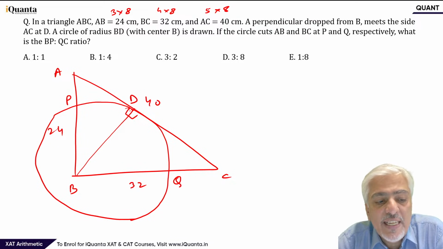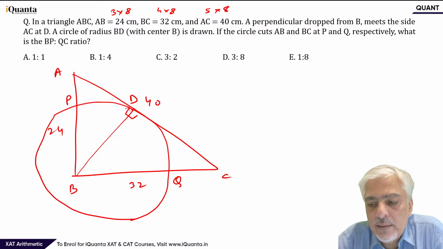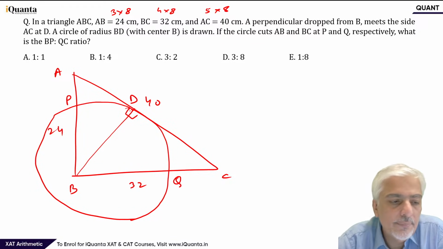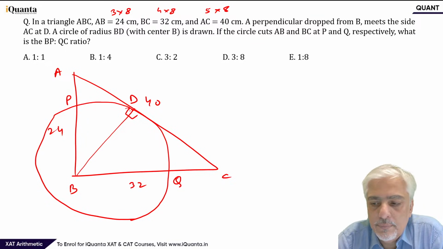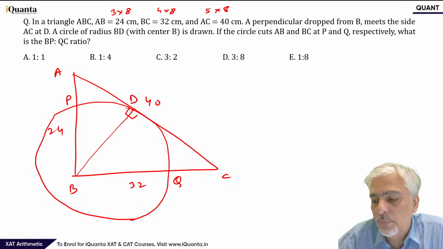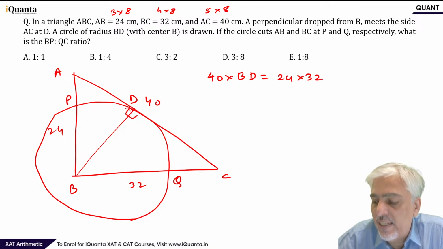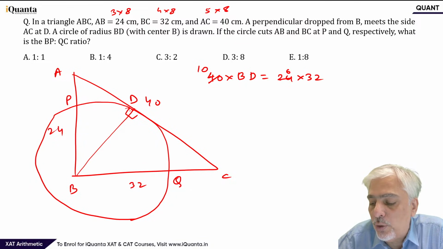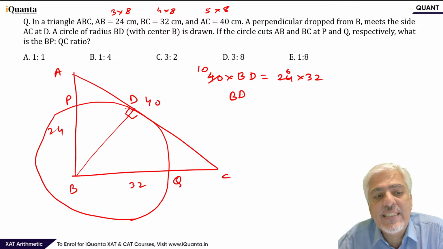Now, first, can you find BD very easily? How much will BD come out to be? Quickly, somebody tell me. 40 into BD will be 24 into 32, same triangle's area. 4 tens are 40, 4 sixes are 24. No, it doesn't come 20. 192 divided by 10, BD will come 19.2. BD will come out to be 19.2.